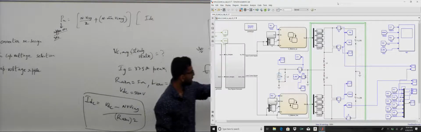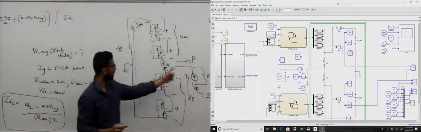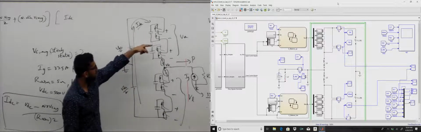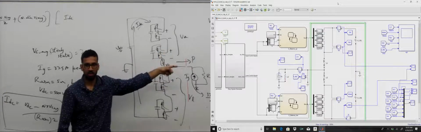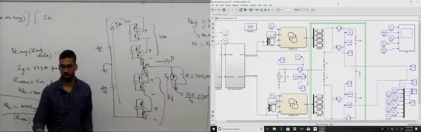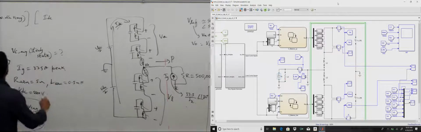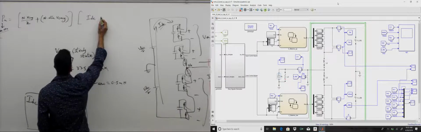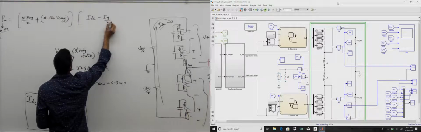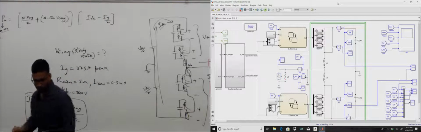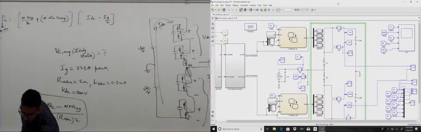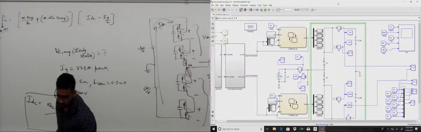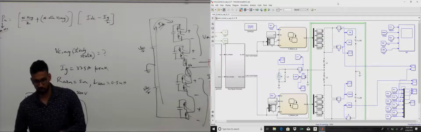So my current direction, this is IG flows into the MMC. So the upper arm current will have an IDC and minus half of IG. Why is it half of IG? Because average voltage produced by upper arm and lower arm is the same. We talked about this. So I have IDC, so minus IG over 2. Okay, is that what I have here? Yes, that's what I have there.